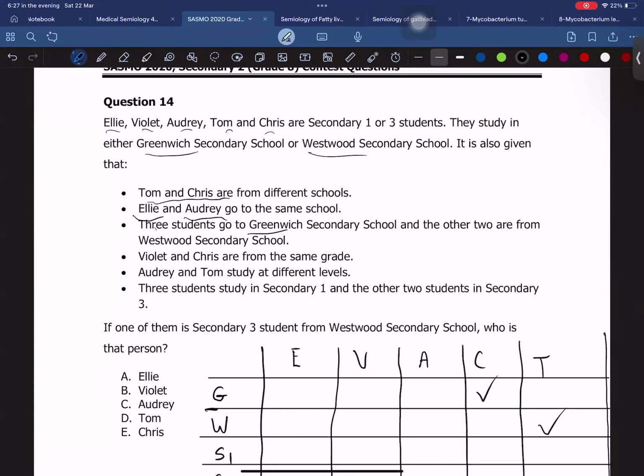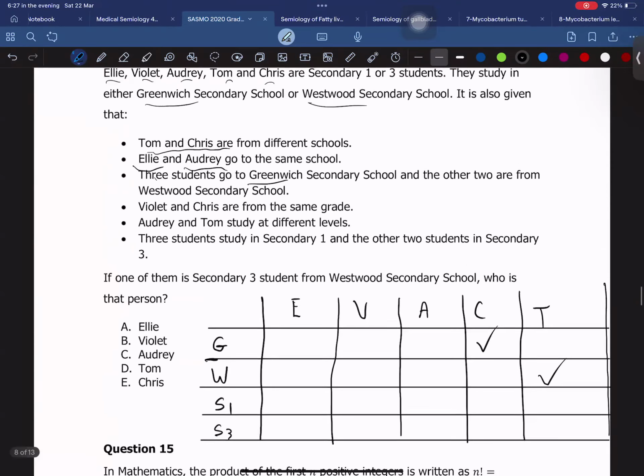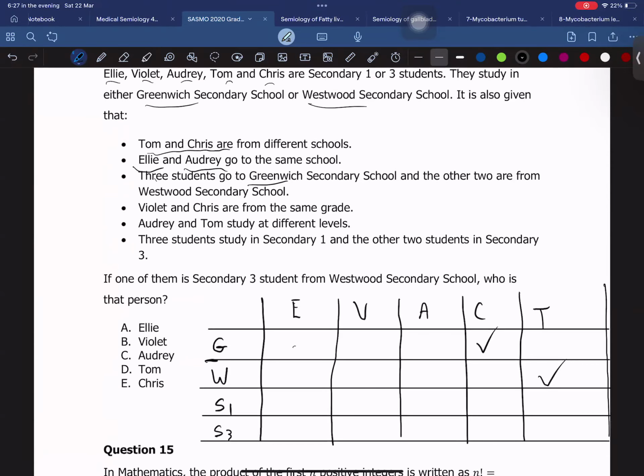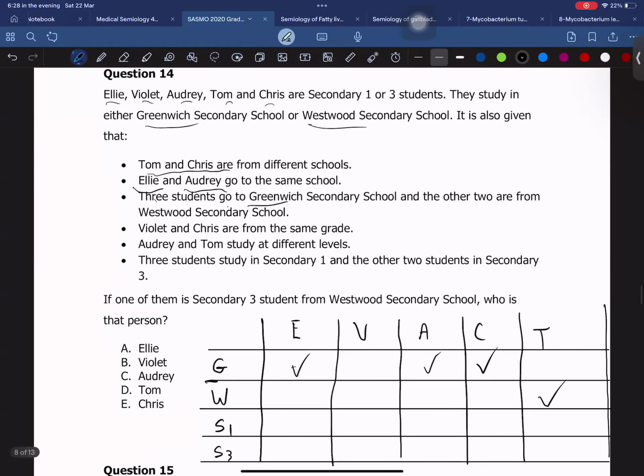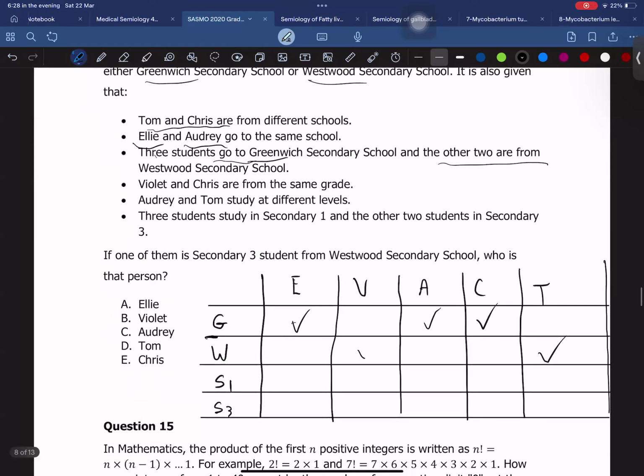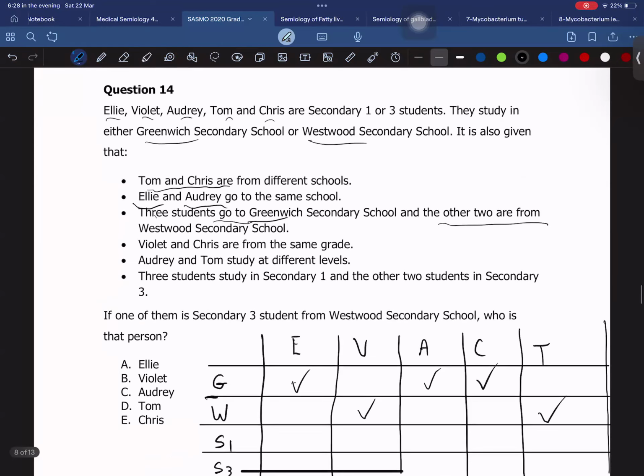Ellie and Andre go to the same school. So let's say Ellie goes to Greenwich, so Andre goes to Greenwich too. It says that 3 students go to Greenwich and the other 2 are from Westwood. So this one is going to be from Westwood, which is Violet.